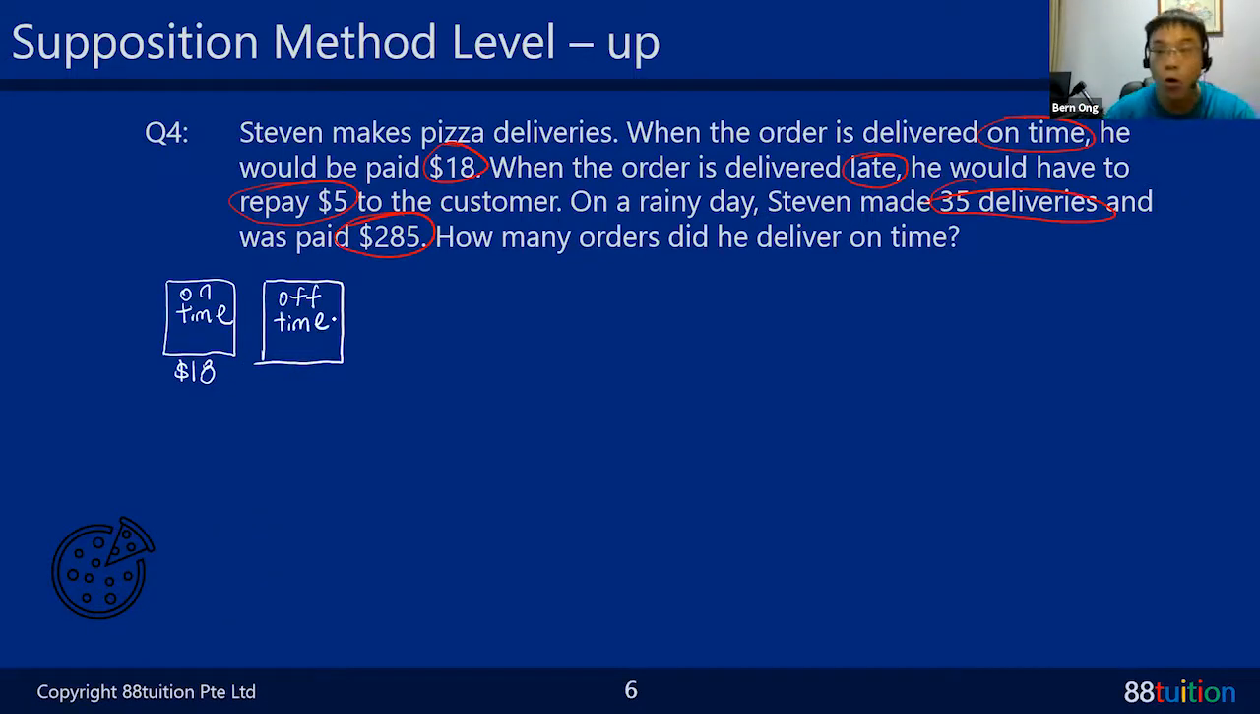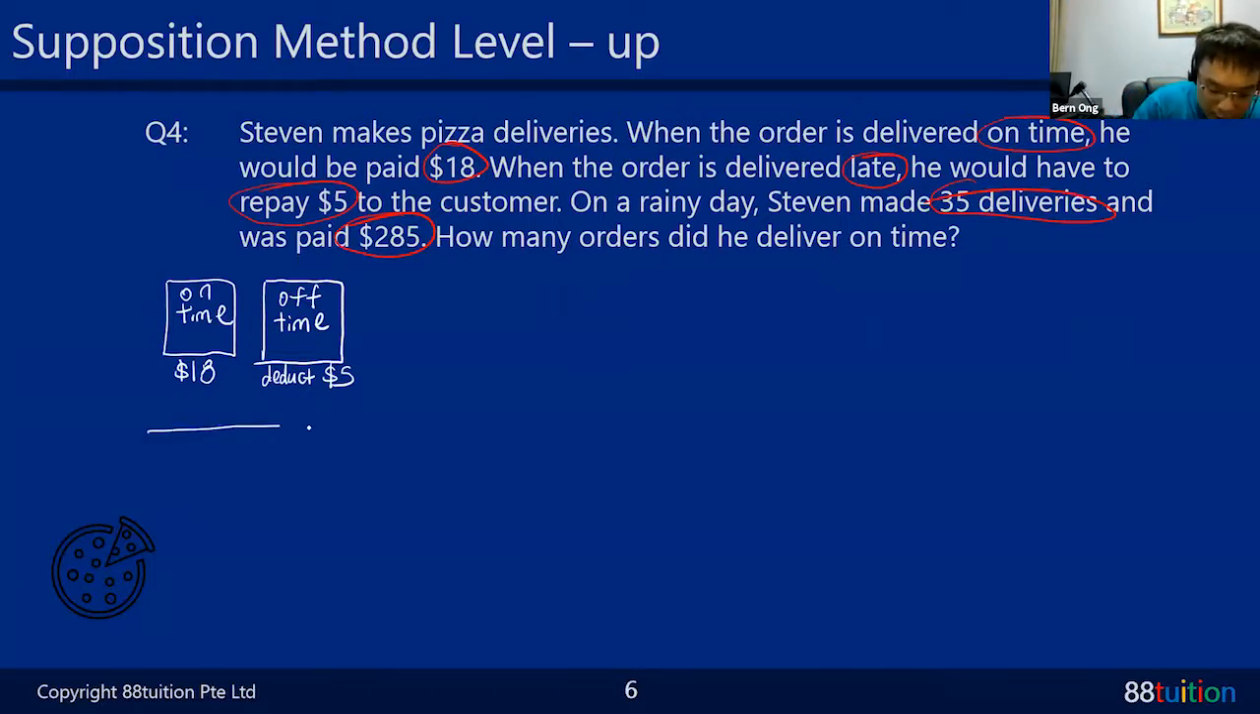What happens? Ayo, you must take out from your pocket. The delivery man must take out $5 from his pocket, minus $5. Deduct $5 from his pocket. Very sad. If he's late, he has to pay the customer somehow. Very bad. So what happens down here?